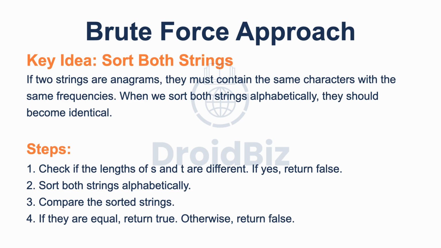Here are the steps for this approach. First, check if the lengths of S and T are different. If they are different, we can immediately return false because anagrams must have the same length. Second, sort both strings alphabetically. Third, compare the sorted strings. Fourth, if they are equal, return true. Otherwise, return false. This approach is simple and easy to understand. Let's see how we implement this in code.